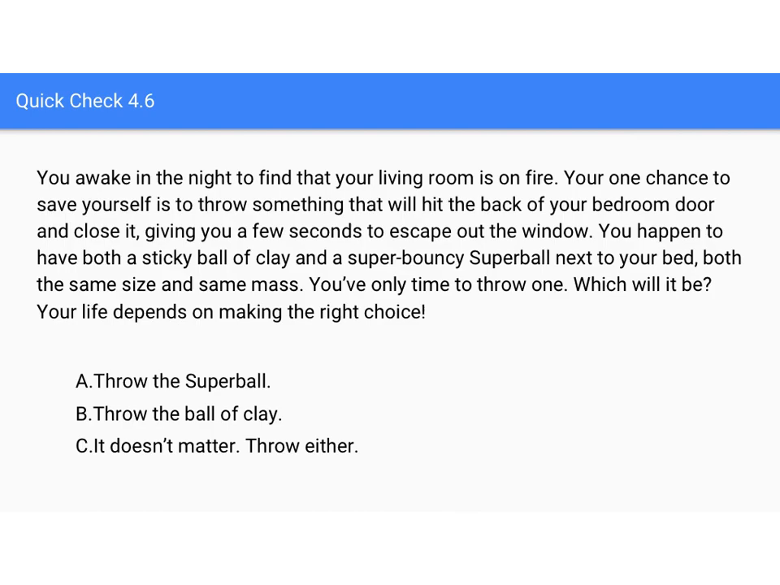Now, the majority of people, when they see this question, instantly say, I will throw the ball of clay. And they say that because, well, if I throw the ball of clay, it'll stick to the door, and then it'll go forward. The door will close. And that's not wrong, but it's not the best choice.